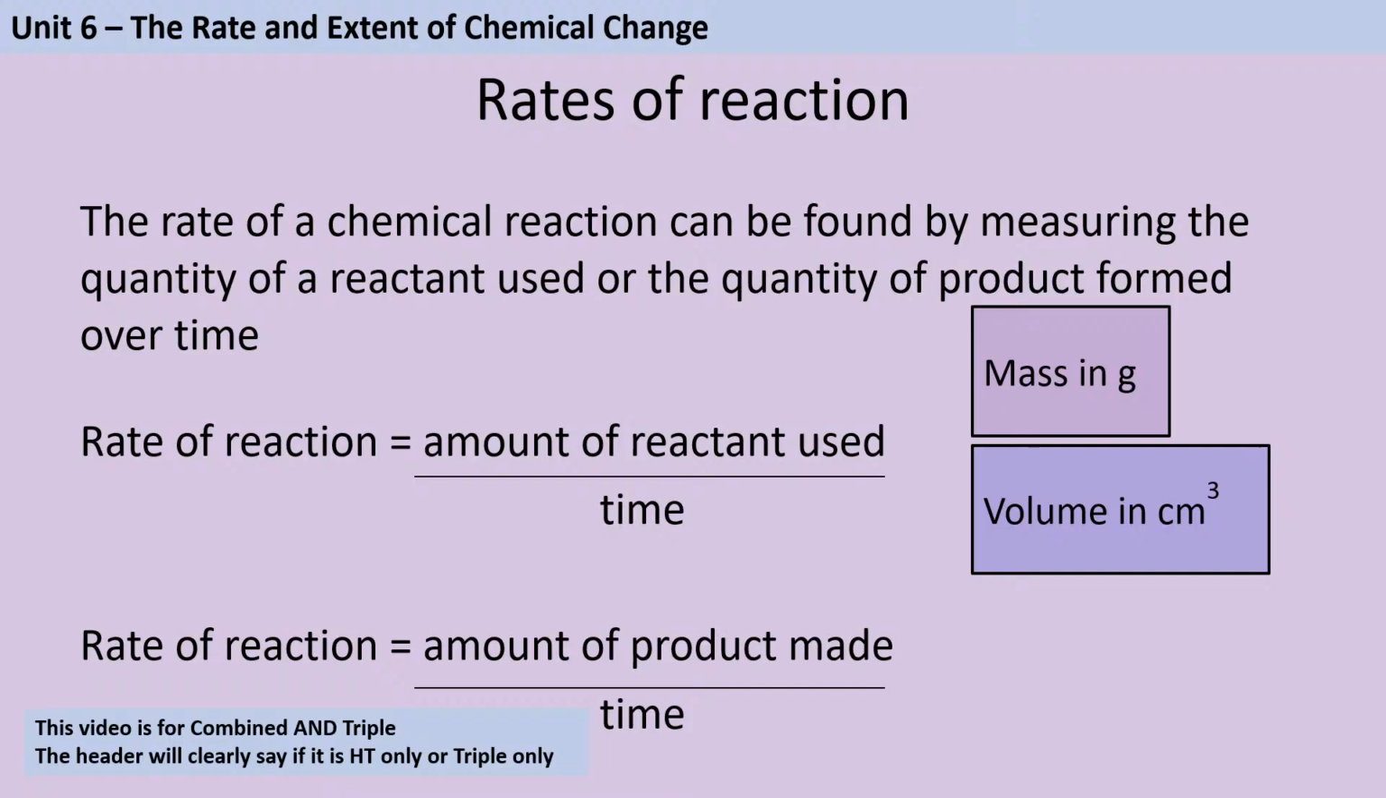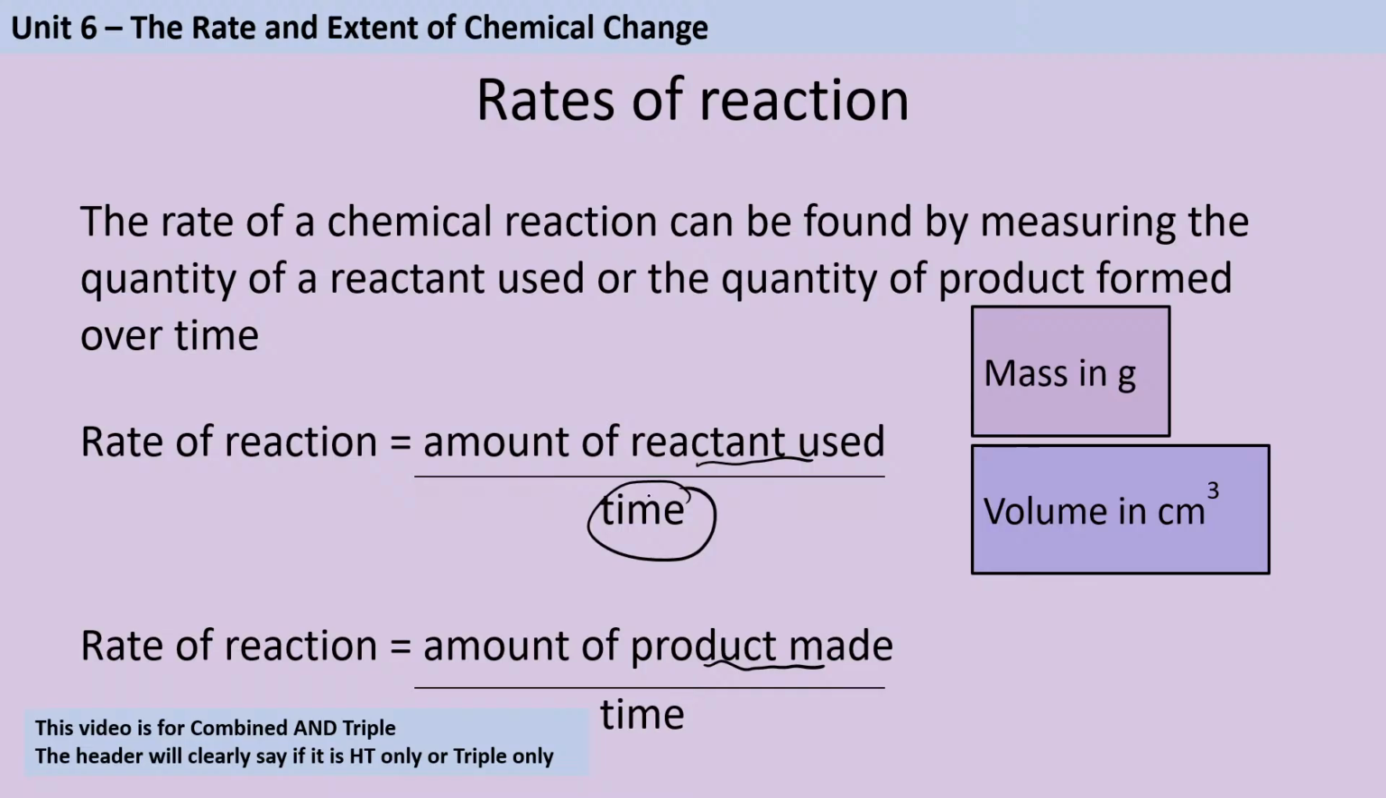So the very first topic that we need to cover is rates of reaction. The rate of a chemical reaction is its speed, and we can measure that in two ways: either how quickly it uses up reactants or how quickly it makes products. There are two formulae that you can use to calculate this, but they both have the same format. Either it's reactant used or it's product made, but either way it's divided by time.